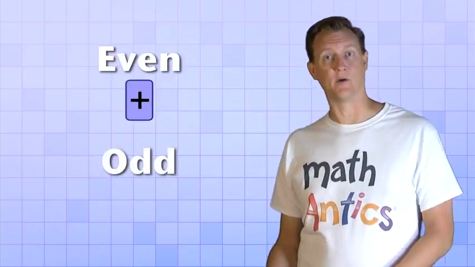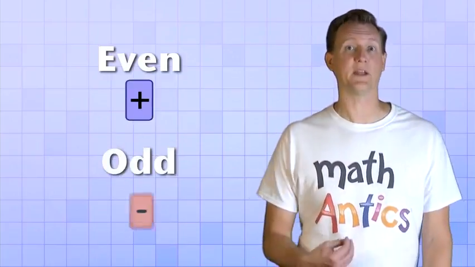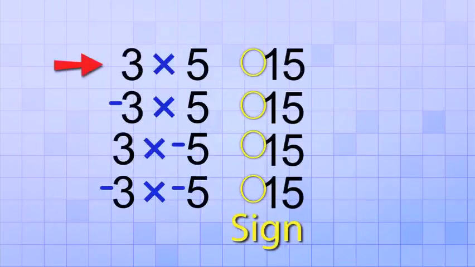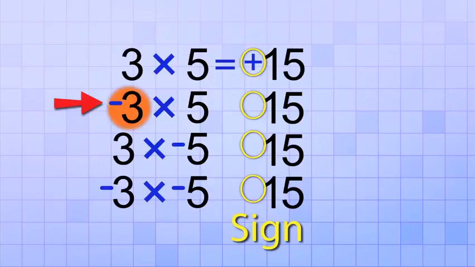But if there's an odd number of negative factors, then the answer will be negative. So in the first problem, we don't have any negative factors, so our answer is just going to be positive 15, which we already knew. In the second problem, we have only one negative factor being multiplied, which means our answer will be negative 15.